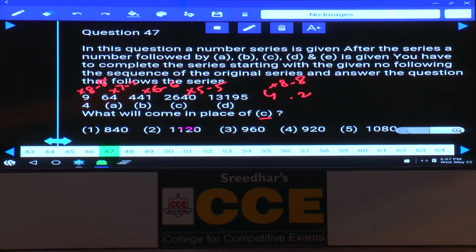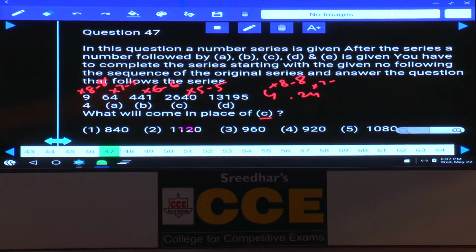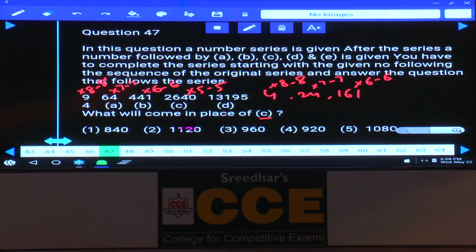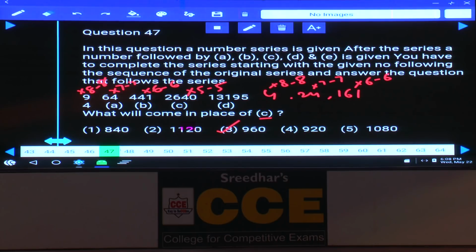24, and 24 into 7. 24 into 7 is how much? 168. 168 minus 7, 161. 161 into 6 minus 6 is how much? 966 minus 6, 960 is the answer. Clear? Now this is about question number 82, choice 3. Into 8 minus 8, into 7 minus 7, into 6 minus 6, into 5 minus 5, and so on.